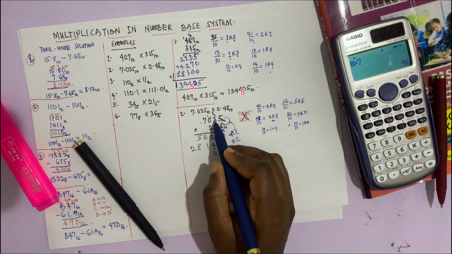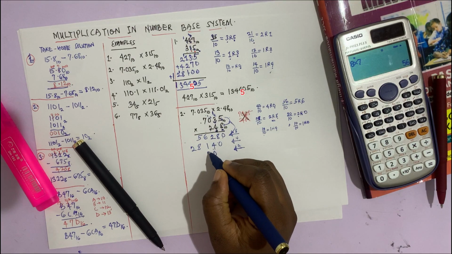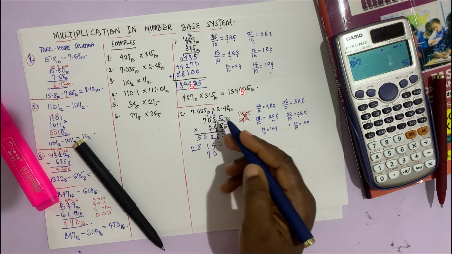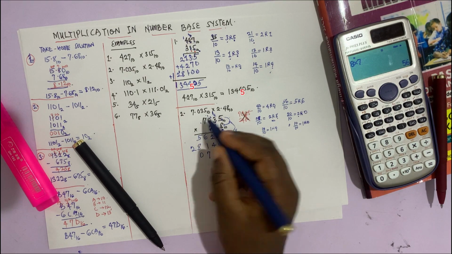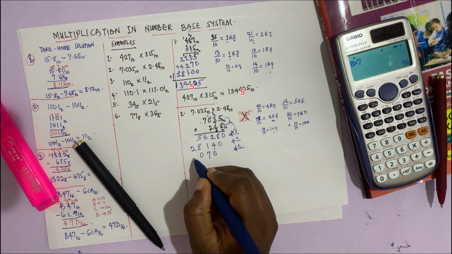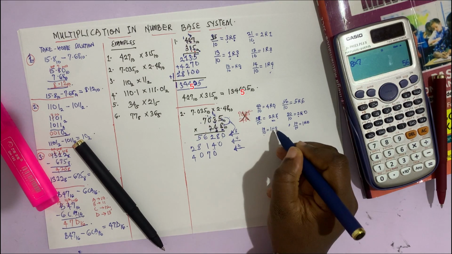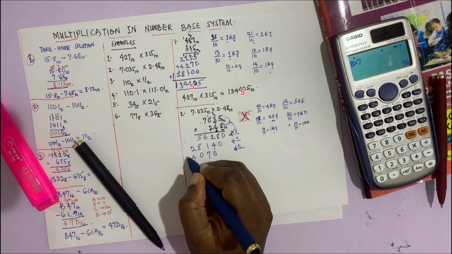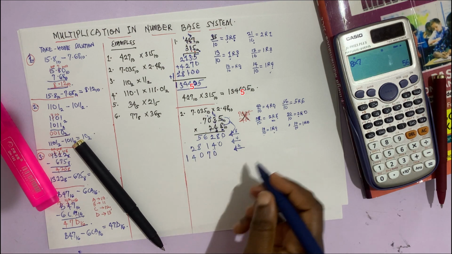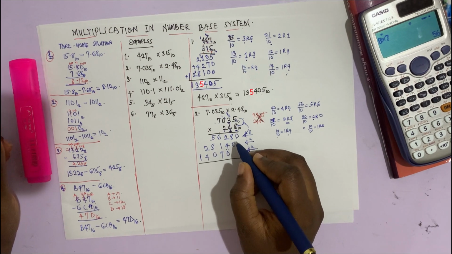So 2 times 3 is 6. 6 plus 1 is 7. 2 times 0, 0. 2 times 7, 14. That is 1 remainder 4. So we write 4 and carry 1. Since there's nothing else, we will now write in 1. And so we add everything together.